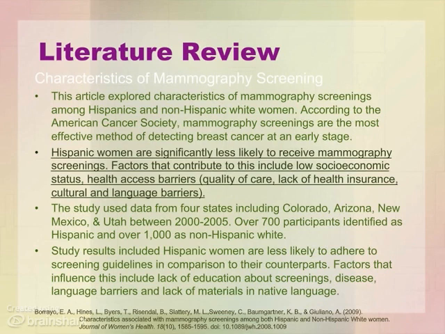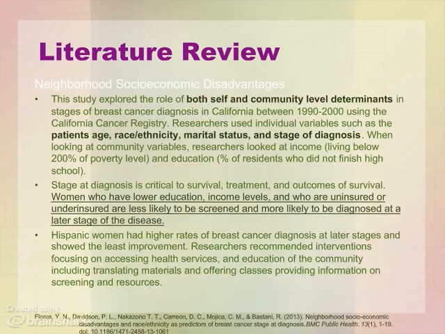Again, factors that influence that include the lack of education about screenings and diseases, and then also language barriers and a lack of materials in their native language. In this article, they compared neighborhood socioeconomic disadvantages both at the self and community level to explore those determinants. What researchers found was that women who have lower education, lower income levels, and who are underinsured or uninsured are less likely to be screened and more likely to be diagnosed at a later stage of the disease.